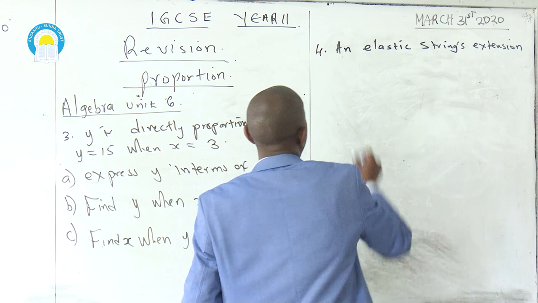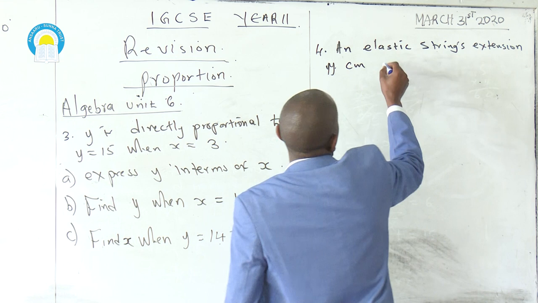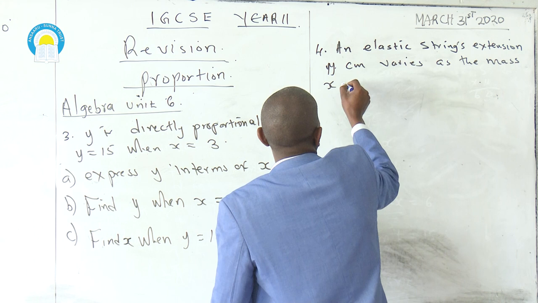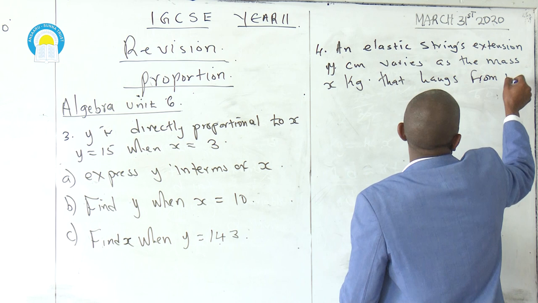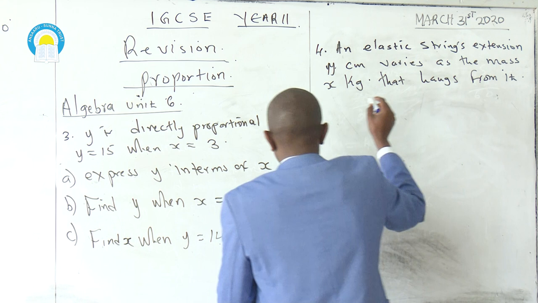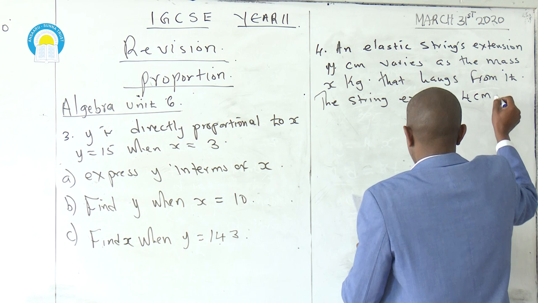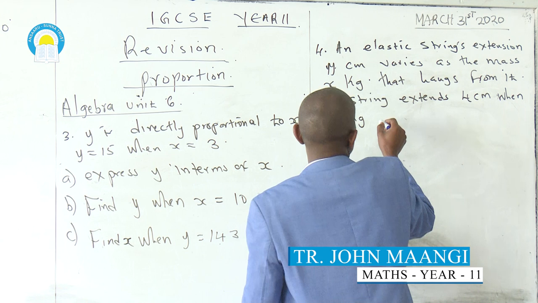An elastic string's extension, y centimeters, varies as the mass, x kilograms, that hangs from it. The string extends 4 centimeters when a 2 kg mass is attached.